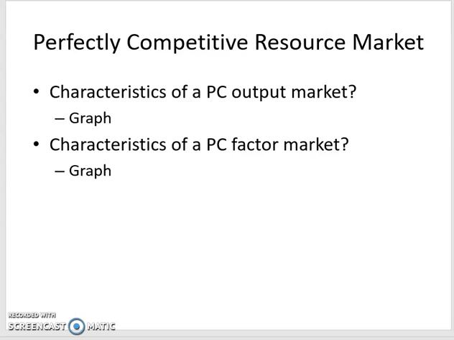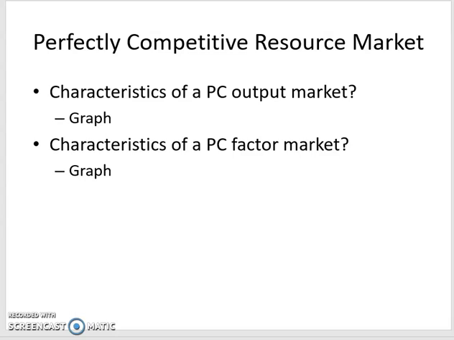Okay? Well, characteristics for a perfectly competitive factor market are going to be very similar. It's easy to enter and leave, many buyers and sellers, and instead of identical products, it'll be identical resources. So what I'm saying is, if I hired labor in a perfectly competitive labor market, then there's no difference in the units of labor that I hire. I could hire John to work for me, or I could hire Mark to work for me.